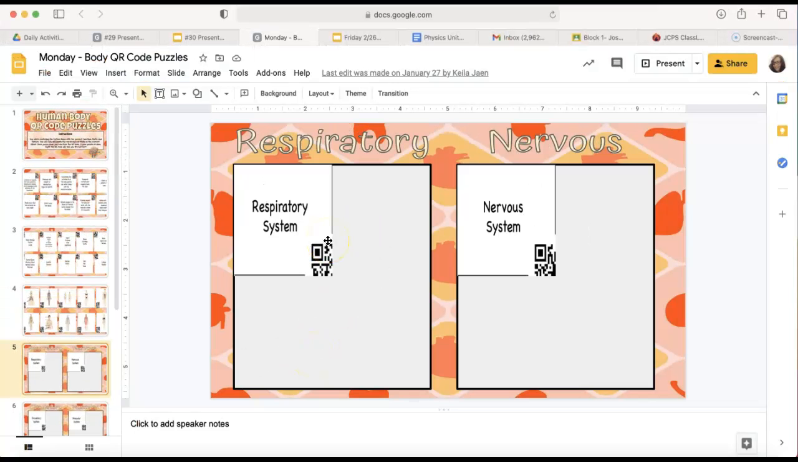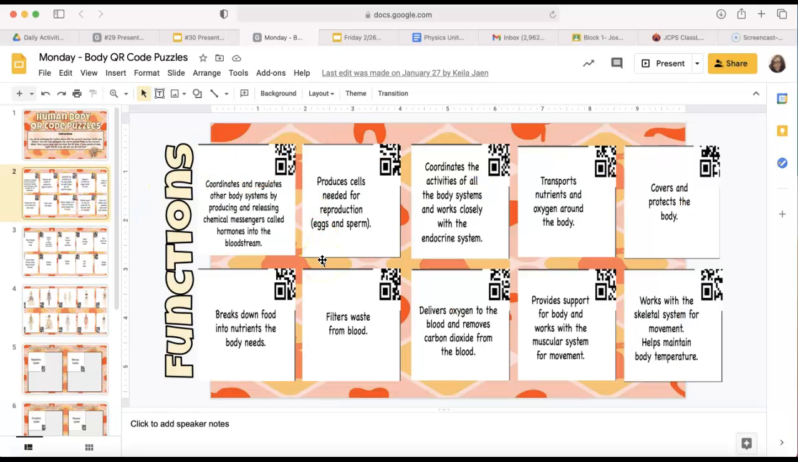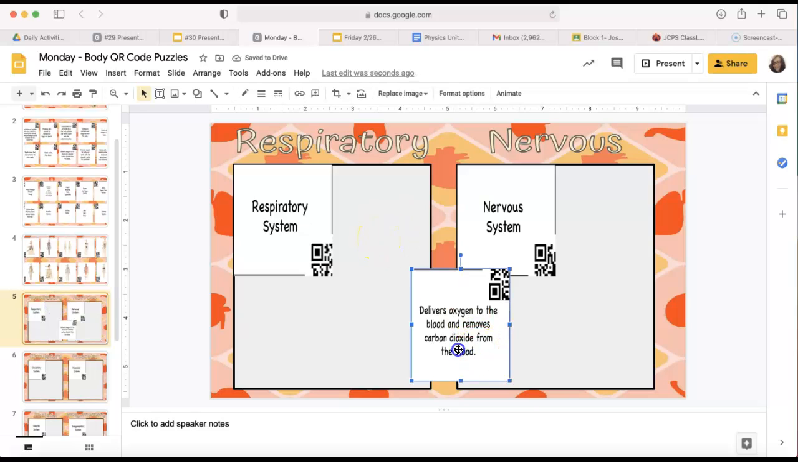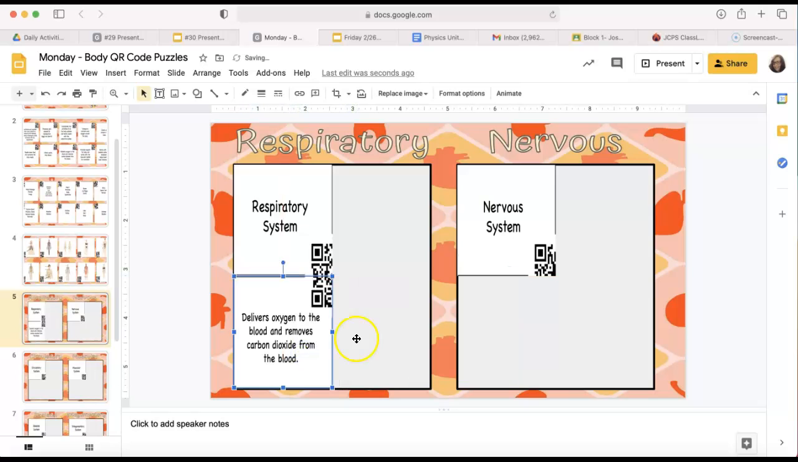So for example, we'll do this slide together. We know that the respiratory system brings in oxygen and gets rid of carbon dioxide, right? So let's go to our functions and let's find one that has a similar function as I just mentioned. Right here, delivers oxygen to the blood and removes carbon dioxide from the blood. So I'm just going to press Control C and go here and paste it. This obviously, when I puzzle piece it in, goes at the bottom because you have to match the QR code up. So that's where that would go.